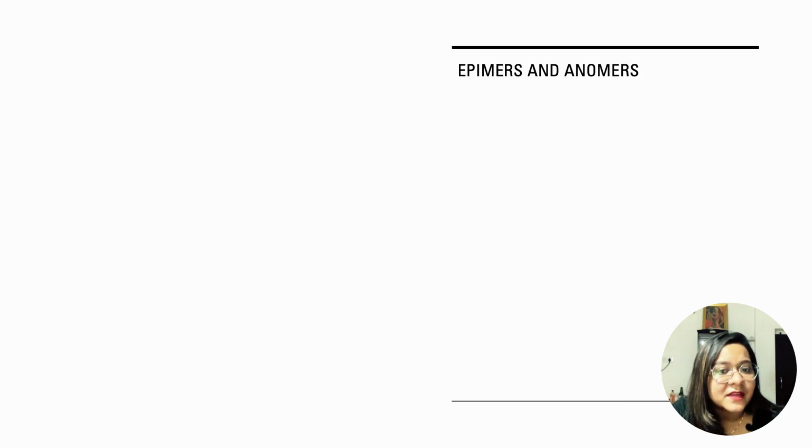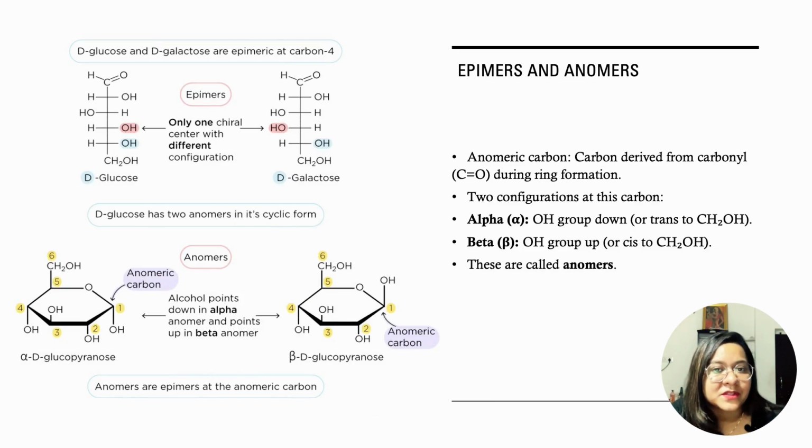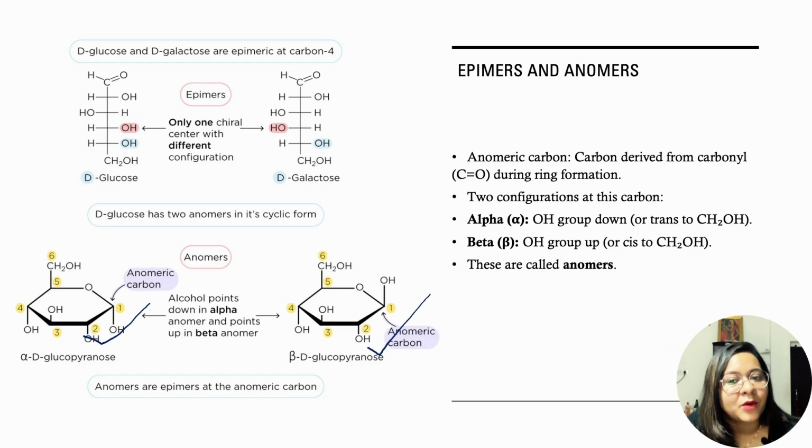Now coming to the epimers and anomers. Epimers differ at only one chiral center. A special case of epimers are anomers, which arise when a sugar cyclizes and forms a new chiral center at the anomeric carbon. The alpha anomer has the OH group trans to the CH2OH group, while in the beta anomer it is in the cis configuration. These small differences influence molecular recognition and functions.